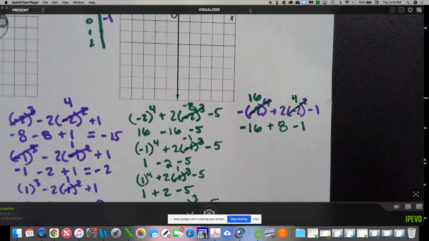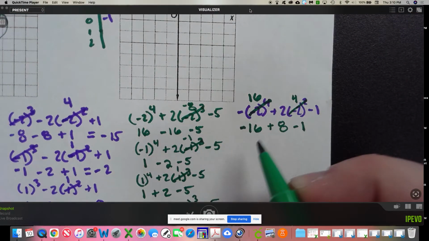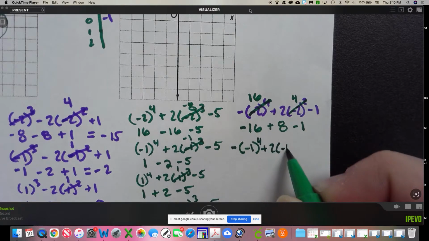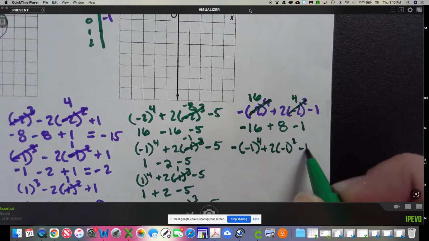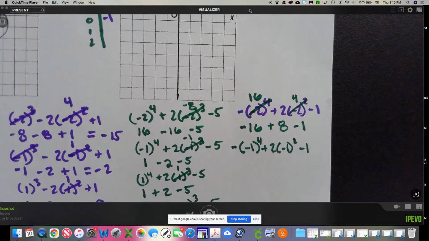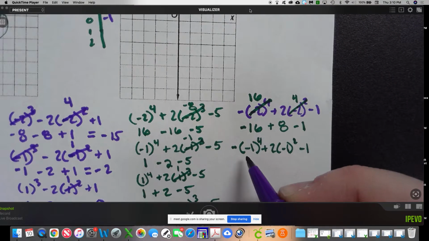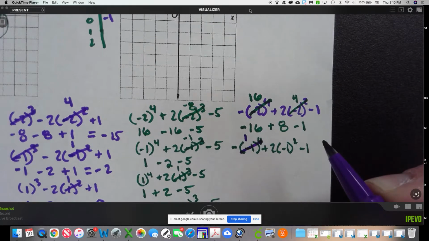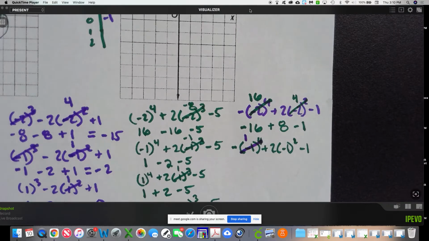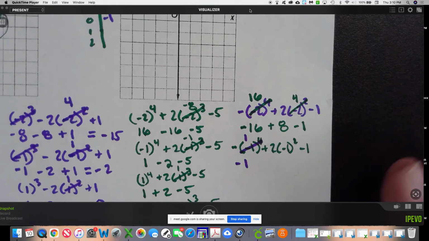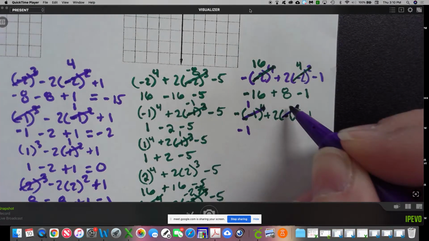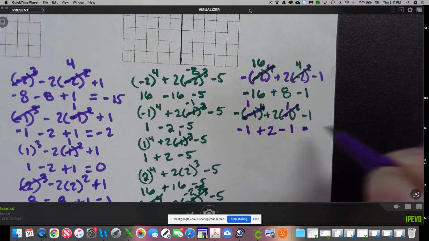Now we're plugging in -1. So -(-1) to the 4th plus 2 times (-1) squared minus 1. I do the -1 to the 4th power first. -1 to the 4th is a positive 1, but then the negative comes after that, right? So it is actually -1. -1 to the 2nd power is 1, times 2 is a positive 2, and then minus 1, so that is 0. Is that 0?